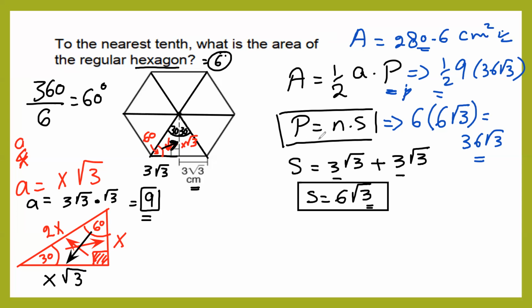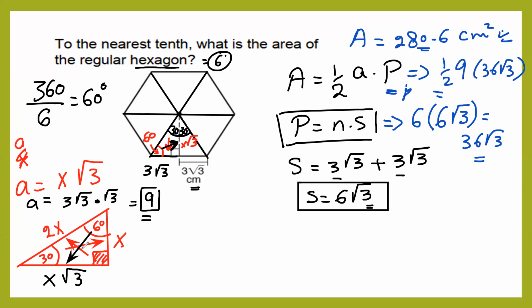The perimeter here is n times s. What is the s? It is the first part of that side, which is 3 square root of 3 plus 3 square root of 3. So here, this is the whole side. And finally, I have to know the apothem. The apothem is opposite to the 60, which is x square root of 3. So x square root of 3 times the square root of 3, which is x square root of 3 here, the opposite to the 60 degree.